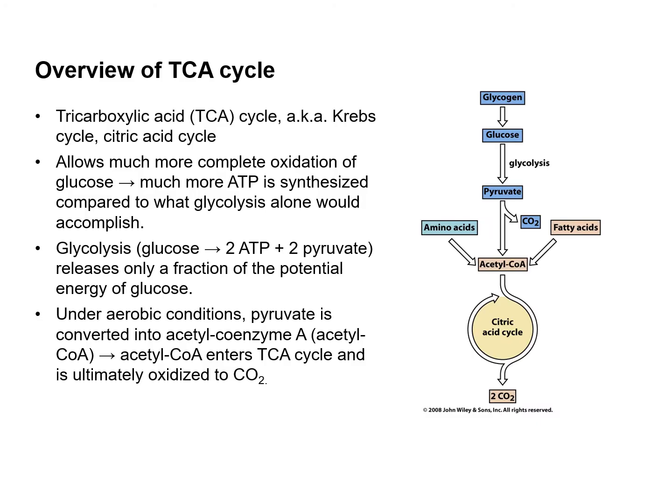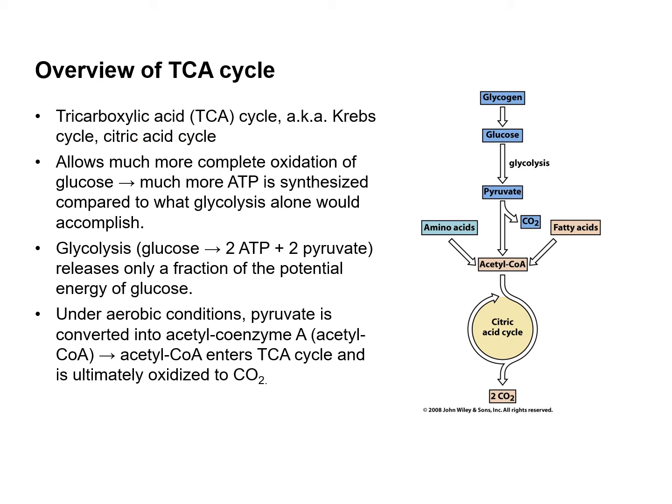Now let's move on to the TCA cycle or citric acid cycle, which happens after glycolysis in the metabolic pathway of glucose. This TCA cycle is again the tricarboxylic acid cycle, also known as the Krebs cycle or the citric acid cycle.